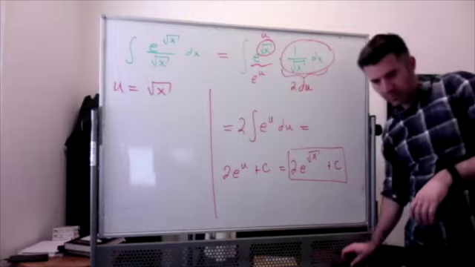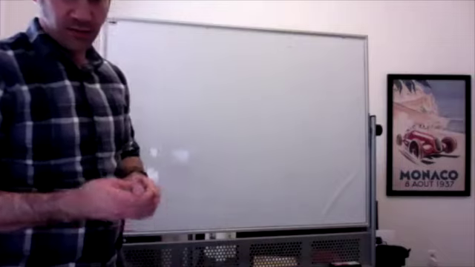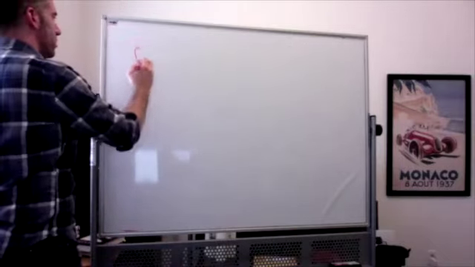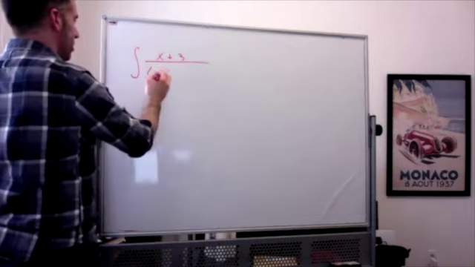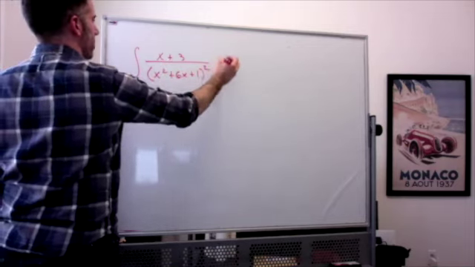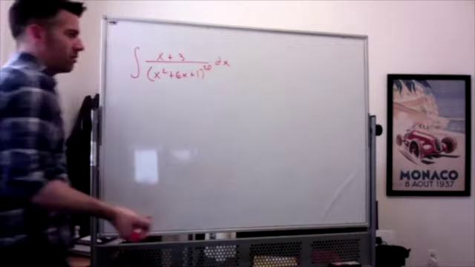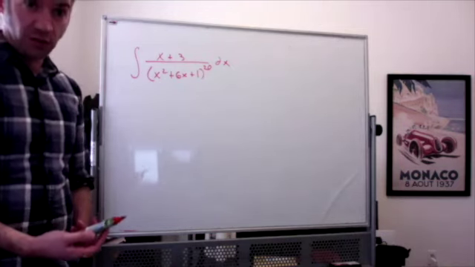So let's see. Is that one? Sure. Let's try this one. I might have you guys do some of this one. Let's try the integral of x plus 3 over x squared plus 6x plus 1 squared dx. Let's make it, instead of squared, let's make it to the 20th power. It's a little more interesting. So what might be a good choice for you?